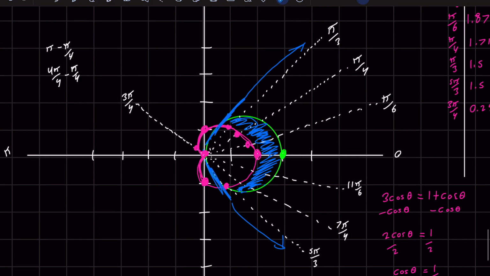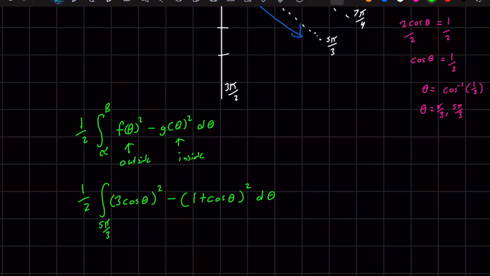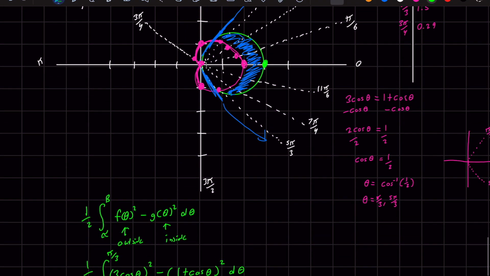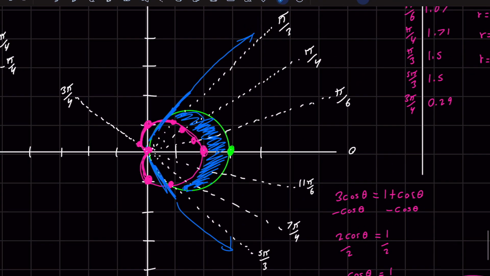So we're going to go from 5 pi over 3 to pi over 3. Now, I don't really like 5 pi over 3. I don't want to plug 5 pi over 3 in. So something we can do is look at it and realize that there's some symmetry going on.